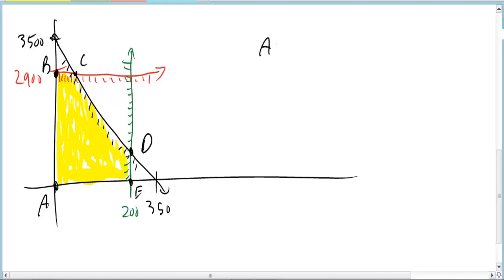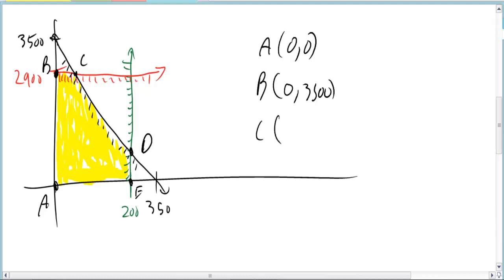Now, A is silly because A is just 0, 0. We don't need to worry about that point. We already know if our goal is to maximize, doing nothing is not going to maximize our costs. It's not going to happen. So B is pretty easy. We already know that point. That was 0, 3,500. C we need to figure out. But notice that's the intersection of, well, we know the y value. The y value is 2,900.